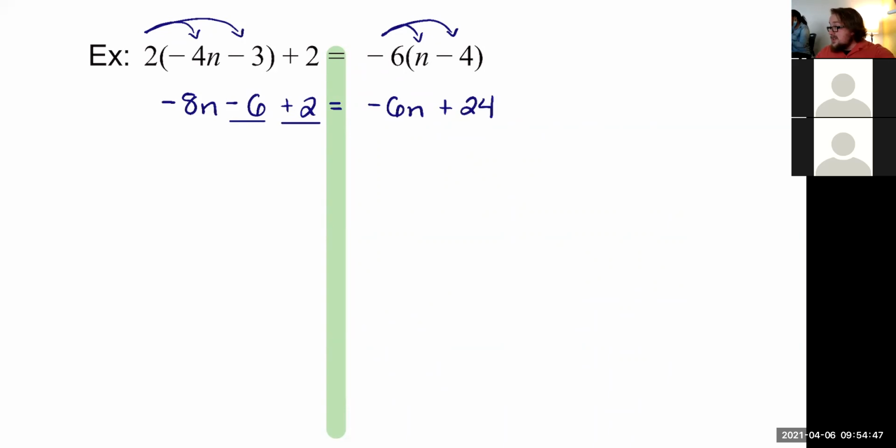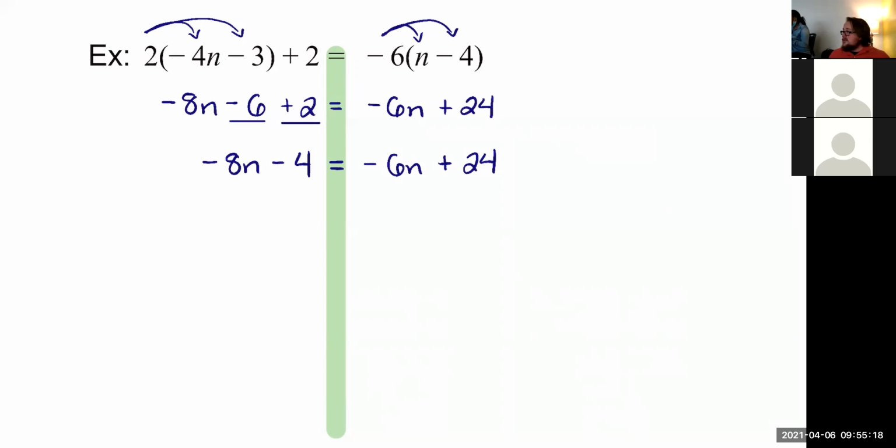So I'm not going to touch anything else here. Negative 8n is going to drop down. What's negative 6 plus 2? Negative 4. So all I did was just combine those 2 like terms as is. Drop down my equal sign, drop down my negative 6n, and drop down my positive 24. So step 1, we took care of parentheses. Step 2, we just combined all the like terms we had.